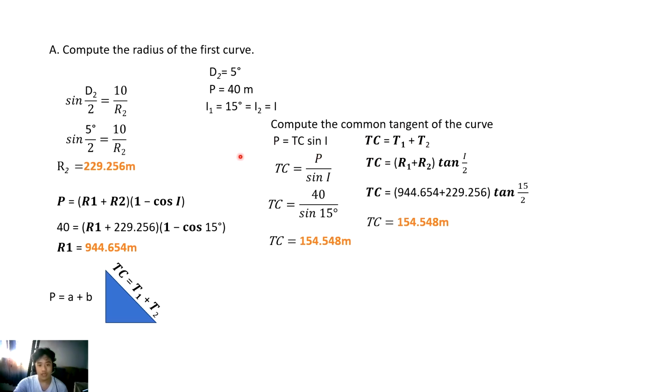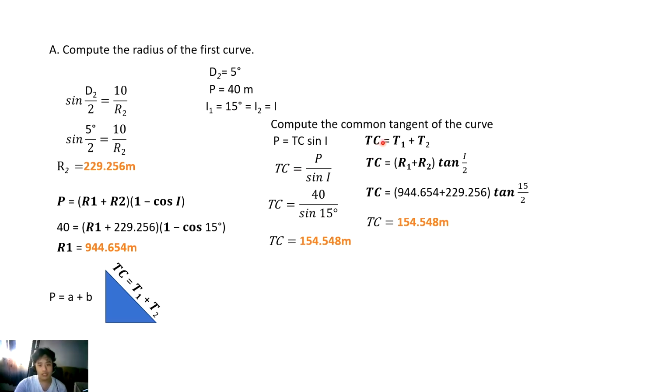So, para makompute naman yung common tangent of the curve, gagamitin natin ulit yung dalawang formula para ma-check natin kung pareho ang kalalabasan. So, para sa unang formula, P equals to TC sin I. So, de-derive natin, TC equals to P over sin I. Then, ang P natin ay 40. Then, sin I, which is yung I natin ay 15. And we'll get 154.548 meters.